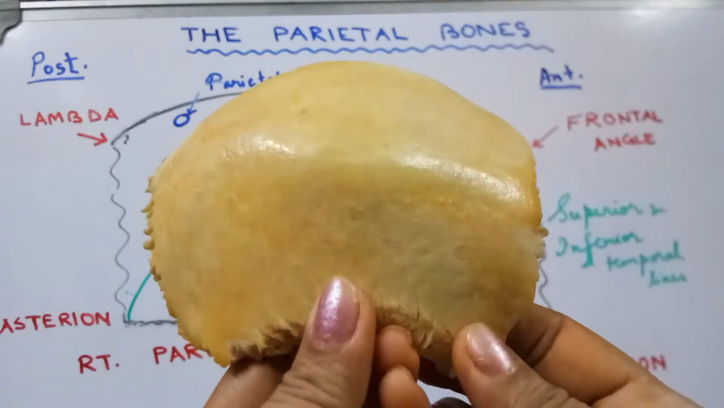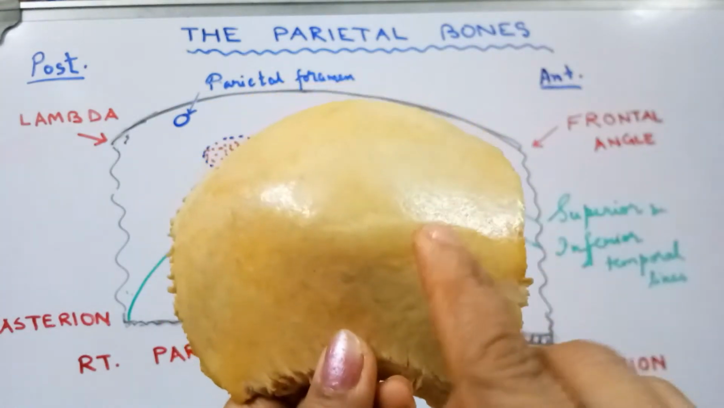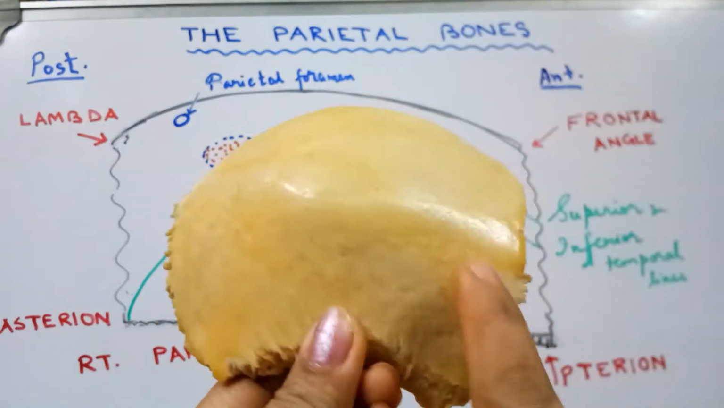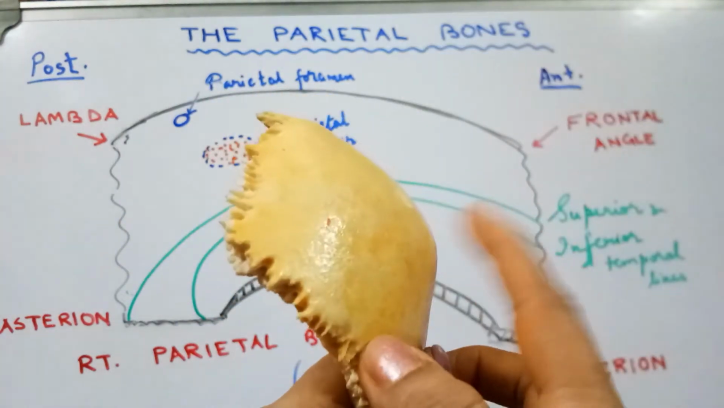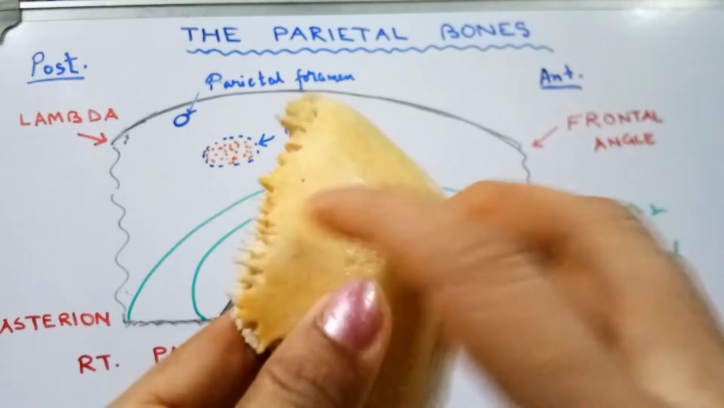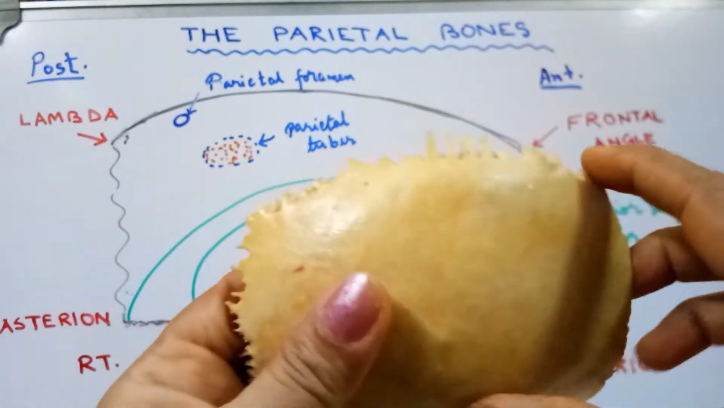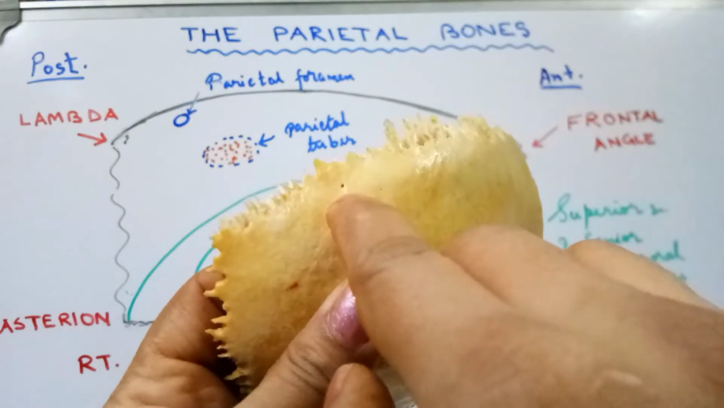So in this individual parietal bone of the right side, the features which we can see are the temporal lines, the superior and the inferior temporal lines, and we can see the parietal tuber or the parietal eminence. Over here the parietal foramen is a very small one, so we can see along the posterior part of the superior border, this is the parietal foramen.